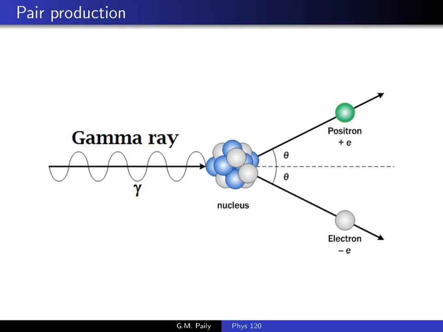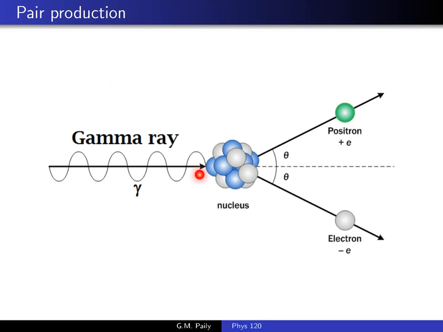In order for both energy conservation and momentum conservation to be upheld, what happens is the gamma ray collides with the nucleus and transfers a little bit of momentum and a little bit of energy, and the remaining energy and momentum are converted into the positron and the electron. This process is called pair production.